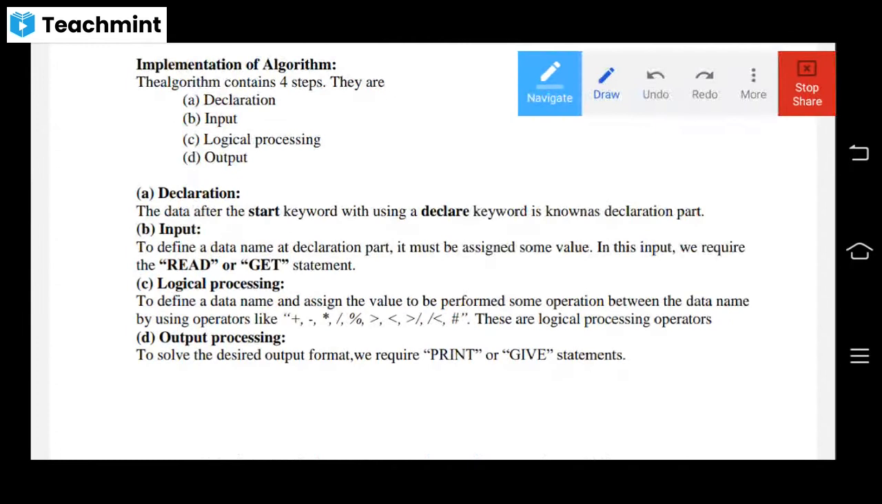Four steps. Very good. What are the four steps? See here, we can see the four steps. One is the declaration, another one is the input, another one is the logical processing, and ultimately output. These are the implementation of the four steps.